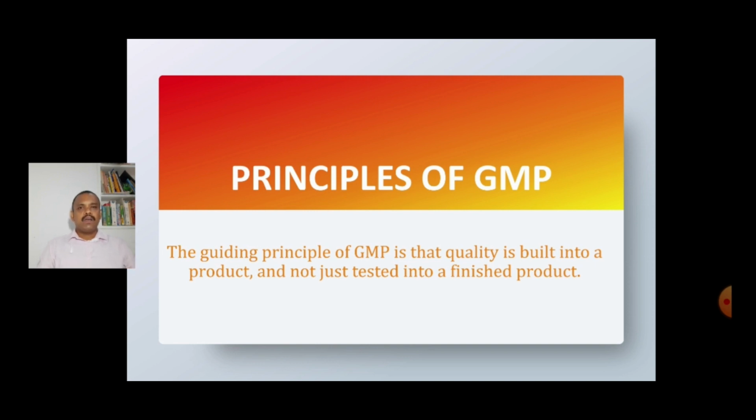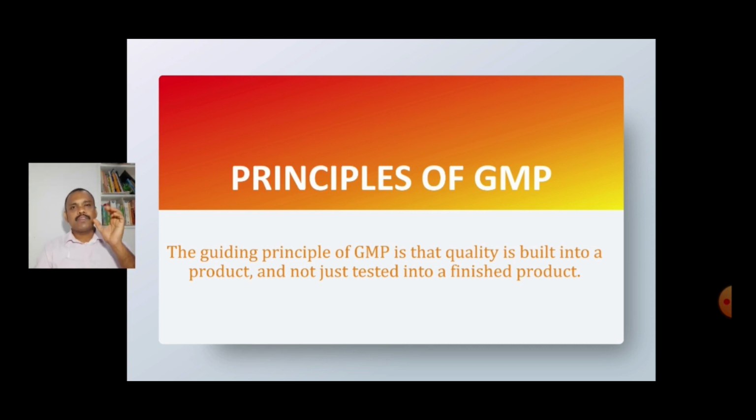So our major highlight of today's talk is about principles of GMP. And from the beginning onwards, I was telling you about one of the major guiding principles of GMP. That is, the quality is built into the product. And here in the GMP, we are not satisfied with the end product quality testing. So this is the main guiding principle of GMP. So what is the main guiding principle of GMP? The guiding principle of GMP is that quality is built into the product and not just tested into the finished product. So that is the guiding principle.